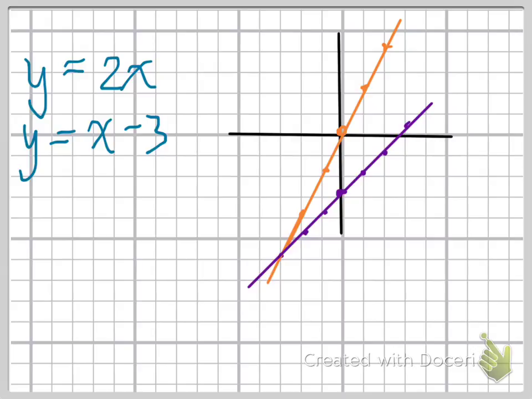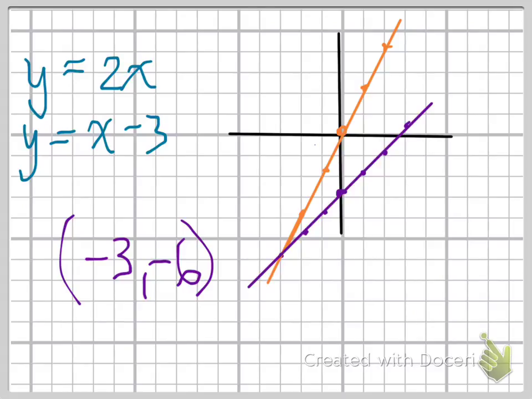Okay, and I can see that they intersect. Let's see where they intersect. -1, 2, 3, -3, and -1, 2, 3, 4, 5, 6. -3, -6.